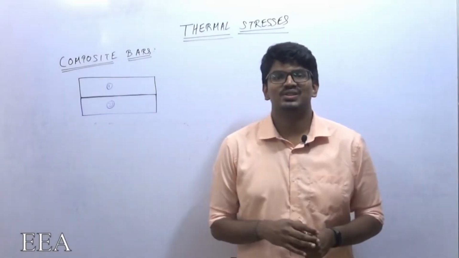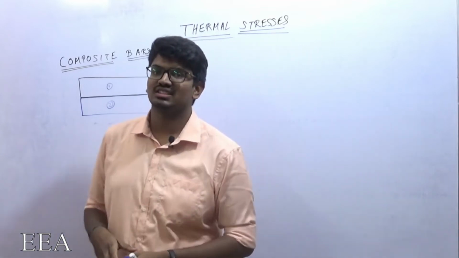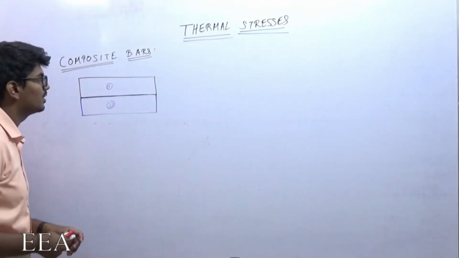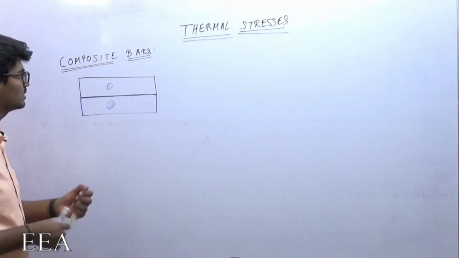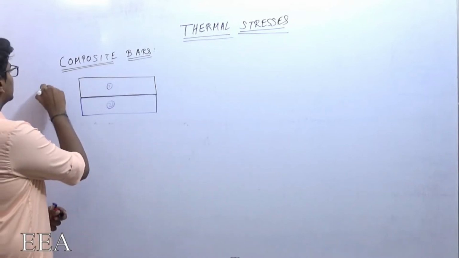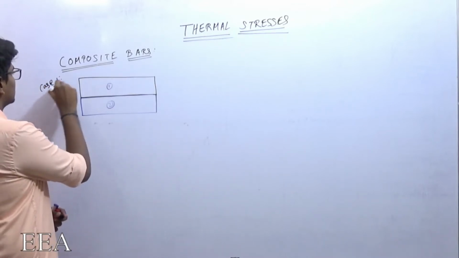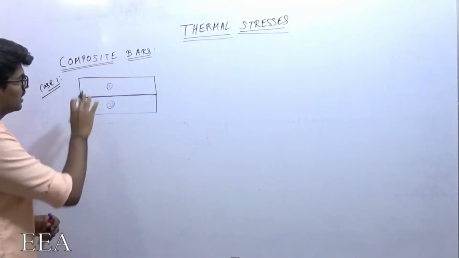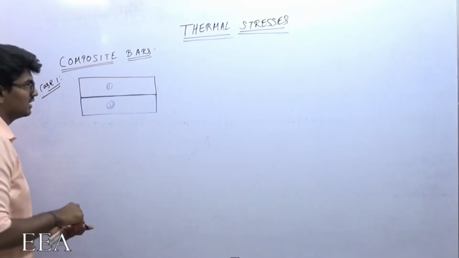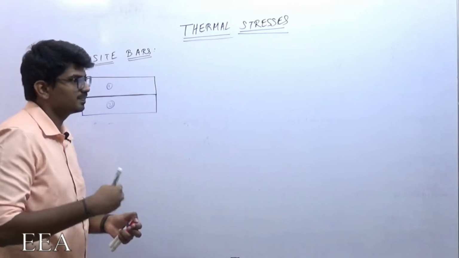So we will continue discussing the thermal stresses. Now I'm going to consider composite bars. In composite bars there are two different cases. The first case is two bars placed like this. It's something like compound bars.